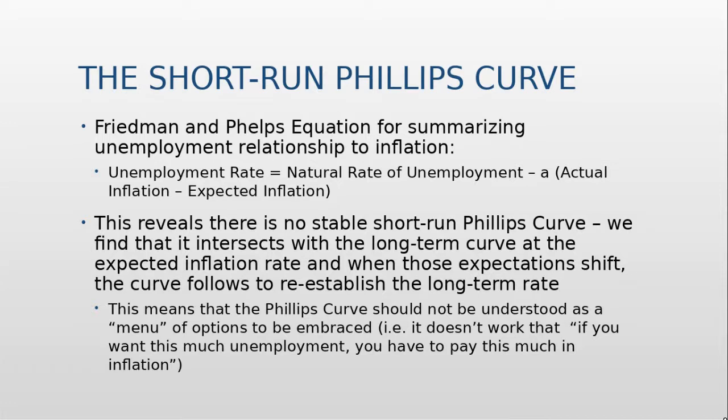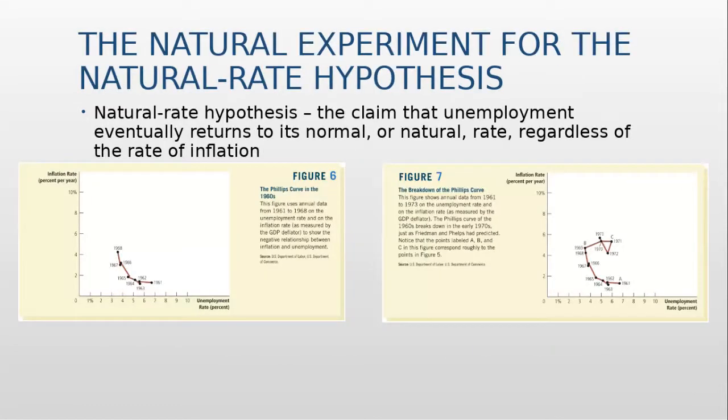This means that the Phillips curve should not be understood as a menu of options to be embraced. In effect, it doesn't work. You want this much unemployment, you have to pay this much in inflation. And that's important, right? Because this means the government can't sit here and be like, well, we're willing to pay 4% inflation to get 3% unemployment. The answer is no. This is just expressing that there is a sequence of relationships and a series of outcomes, and that actually you could have a much higher level of inflation to reduce even a lower amount of unemployment.